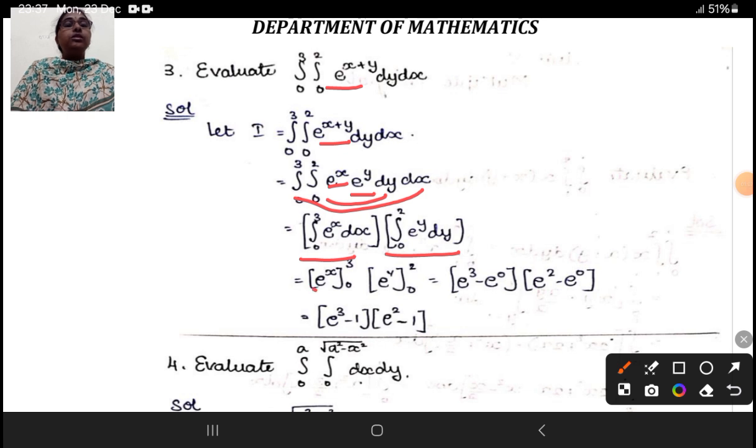Now integrating e power x gives e power x with the limit 0 to 3, and integrating e power y gives e power y with the limit 0 to 2. Applying upper limit minus lower limit for the first term as well as the second term, e power 0 equals 1, so instead of e power 0 we can write 1. After this we can simplify, and we can leave it up to this level.